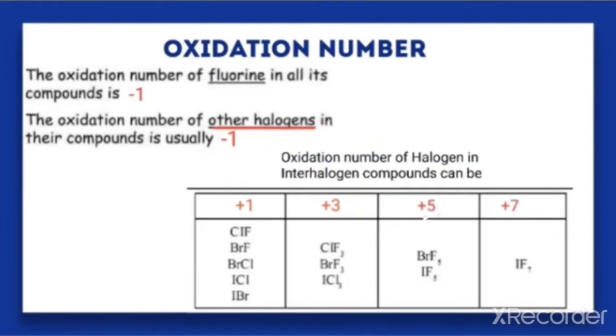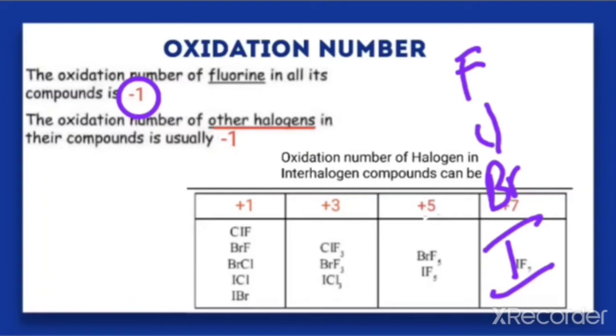But in the case of halogens, they usually exhibit -1 oxidation state. Halogens means the group 17 members. Which are the members of halogen? That is fluorine, chlorine, bromine, iodine. These are the members of halogen. Usually these exhibit -1 oxidation state in the different compounds.